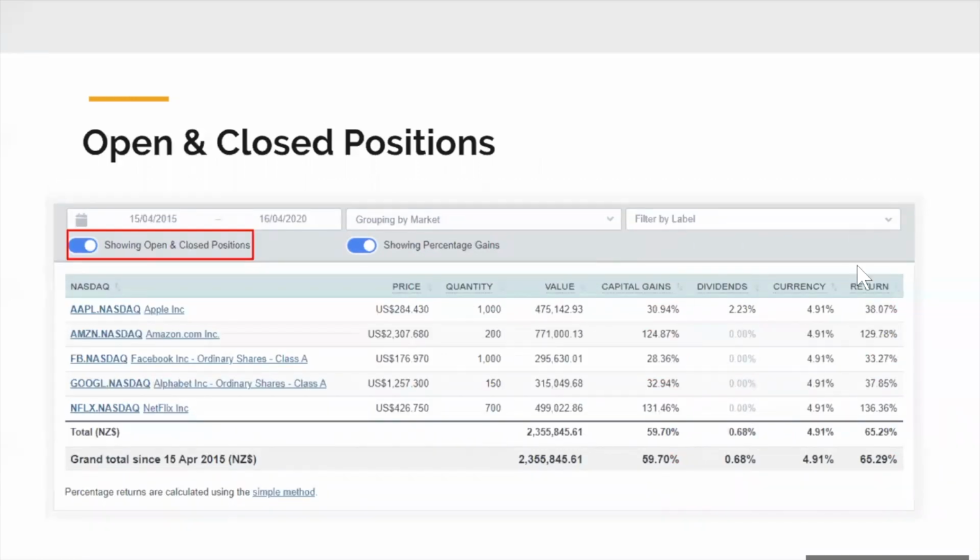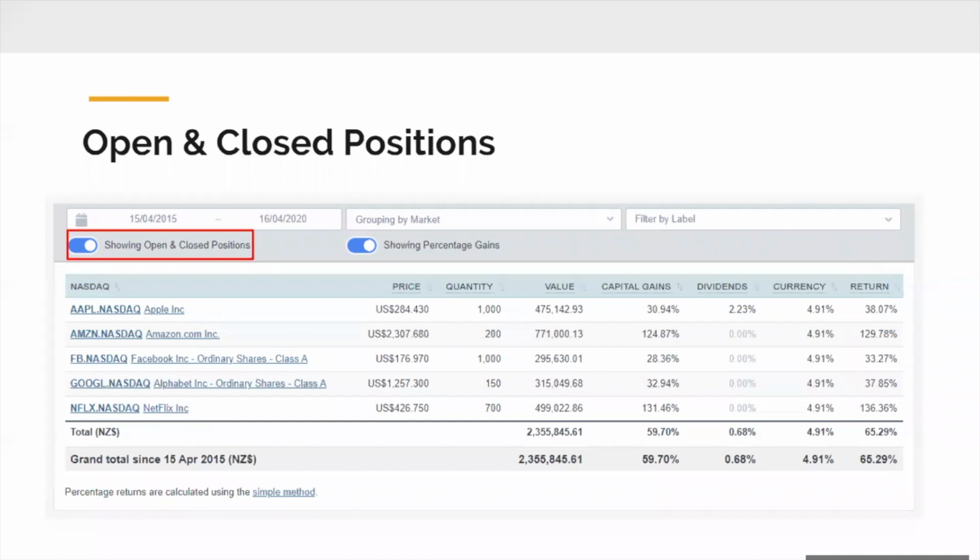Okay, the next thing that I wanted to talk about was the open and closed position setting. So this is another really important report setting. We know that most of the time when people log into Sharesight, it's just for a quick check to keep tabs on how your current shares are performing. And obviously your currently held shares are the ones that you want to monitor, and these are the ones that are exposed to the market.